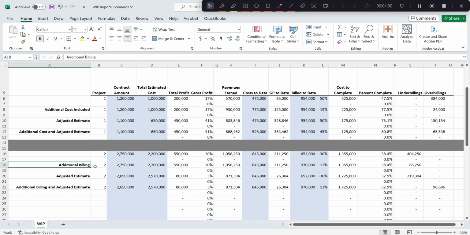The first scenario is including an additional billing. So same contract amount, same total estimated cost, same cost to date. But you see here we've increased billings. Now, why would we increase billings? Because we like to and it makes us look better?